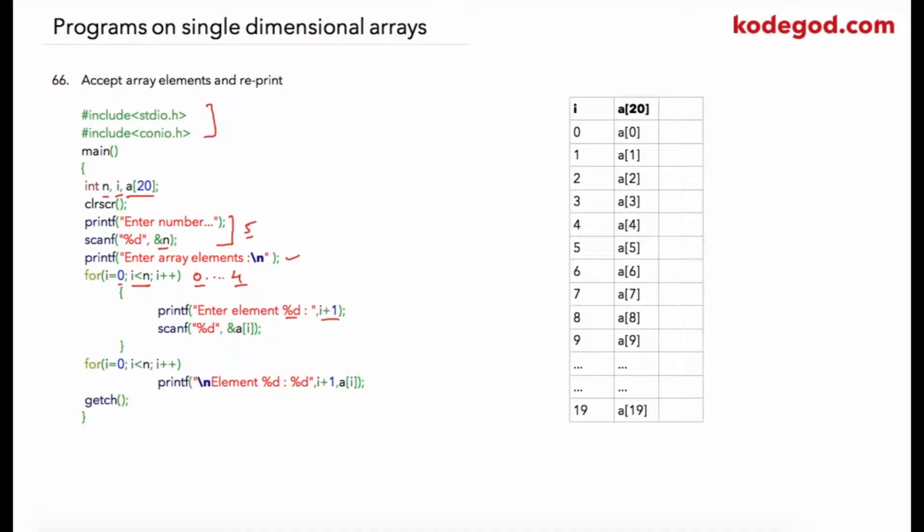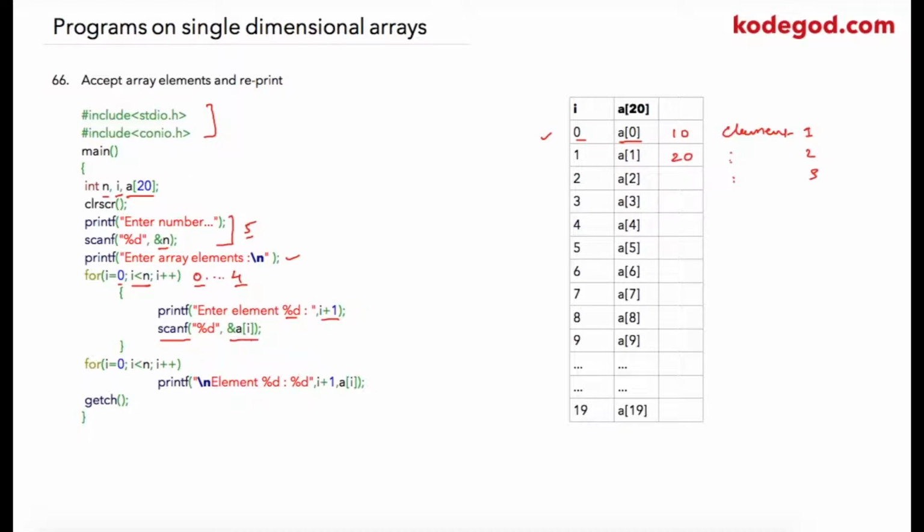So in the first iteration, the element entered at A0 or at the 0th iteration will be read as element 1, and then in the second location it will be 2, and in the third location it will be 3, and so on. And then we are going to scan the value from user and store it at address location of A of I, that is A0. So in the first iteration, whatever the value user enters will be stored at this location. Suppose user has entered 10. Then in the second iteration, enter element 2 will be printed and value will be stored at address location of A1. So 20 will be stored.